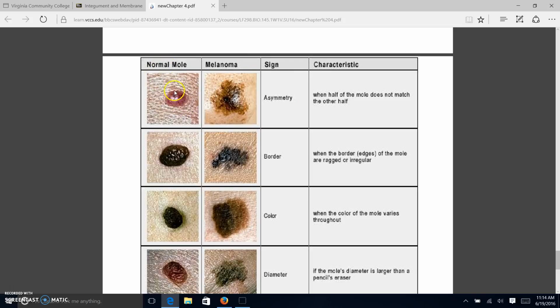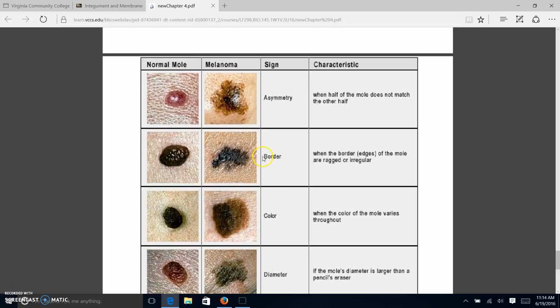Notice how on our normal moles, if you were to just divide it down the middle, one side is pretty much the same size as the other. If I divide that down the middle, one side's pretty much the same size. But notice here, if I divide that down the middle, that side's quite a bit different than that side. Again, divide these down the middle. They are not symmetrical like these are.